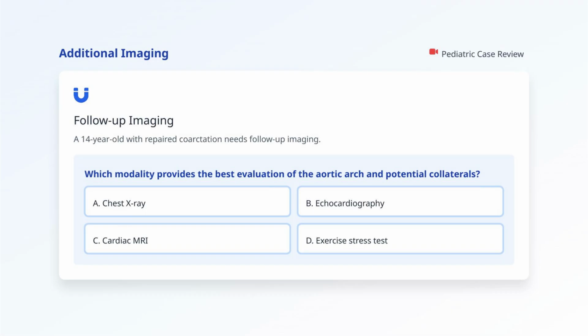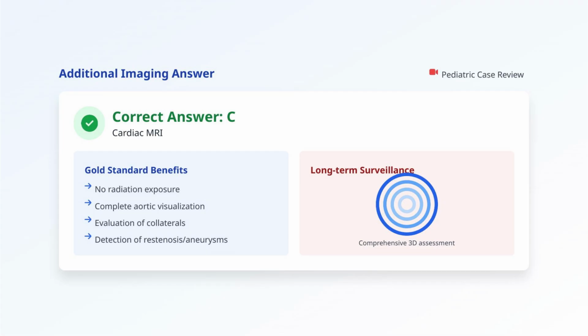Echocardiography. C. Cardiac MRI. D. Exercise stress test. The correct answer is C. Cardiac MRI. This is considered the gold standard for follow-up imaging after coarctation repair, especially in older children and adolescents. Cardiac MRI provides comprehensive evaluation without radiation exposure.